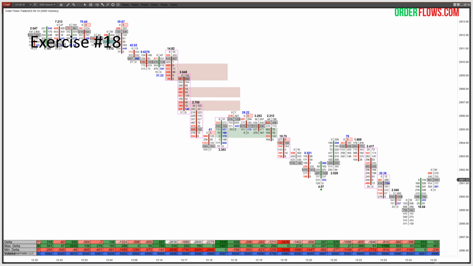This is exercise number 18. All right, well, hopefully you could have seen this flip in here. You got minus 2279 delta against the min delta of minus 2660, and then positive delta of 1459 against a delta of 1451. Unfortunately, it just went sideways over the next several bars, and then it sold off.